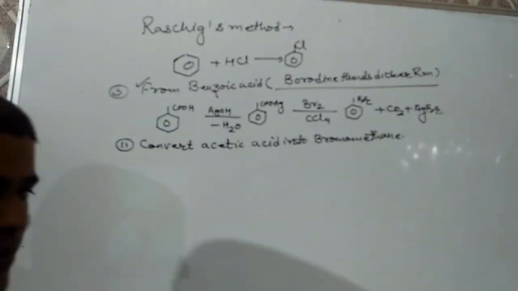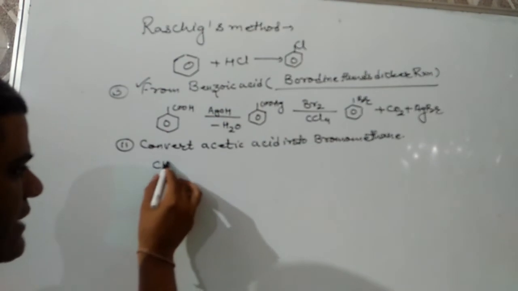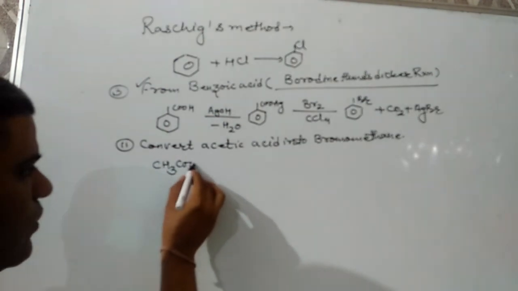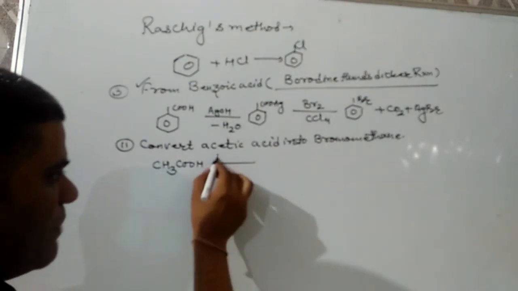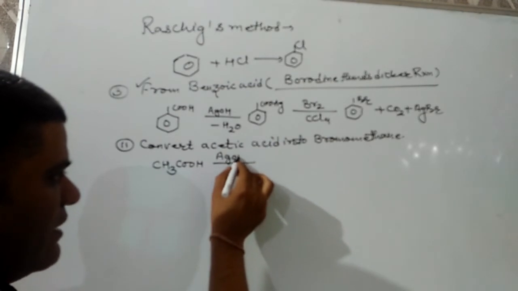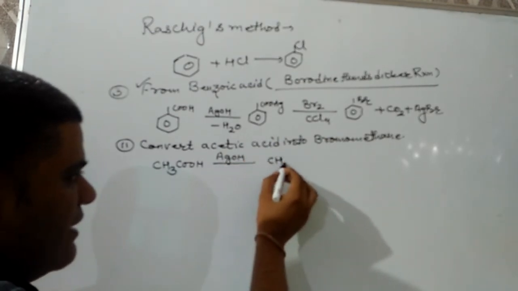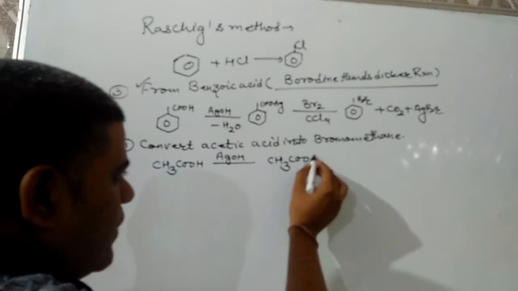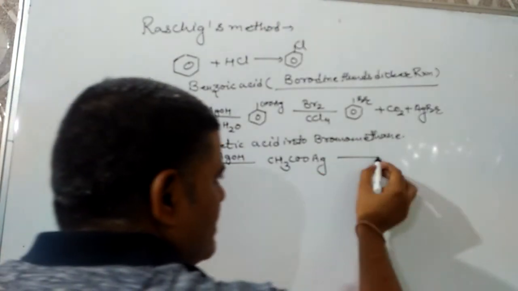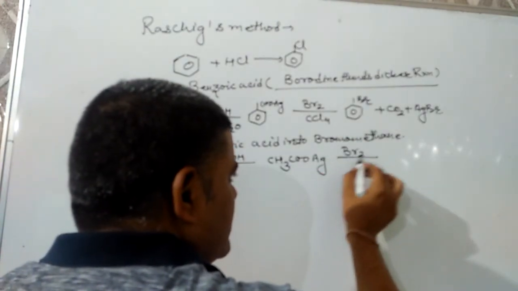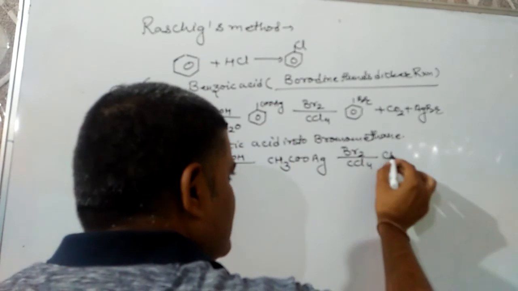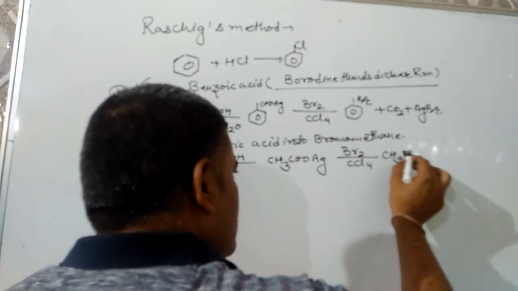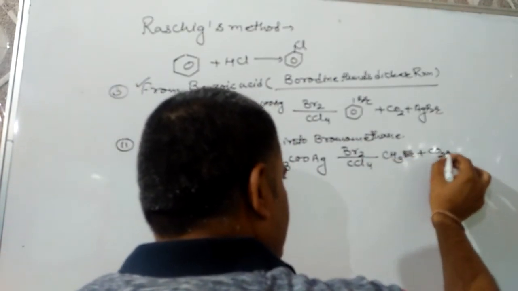Same way we can proceed. As we know, acetic acid has the formula CH3COOH. First we have to prepare the silver salt of it. Reaction with AgOH gives CH3COOAg, and that can react with Br2 in presence of CCl4. We will get CH3Br plus CO2 plus AgBr.